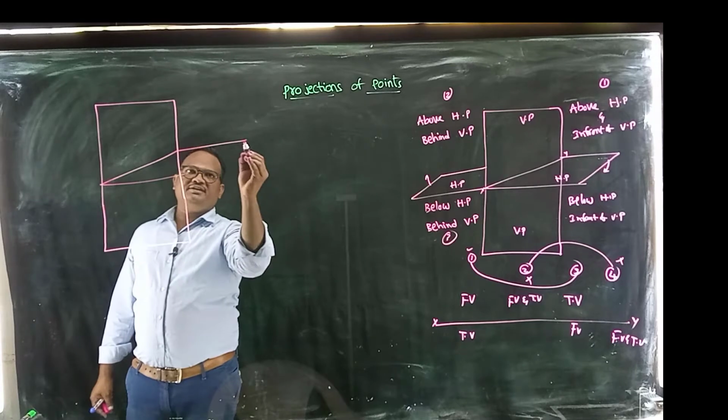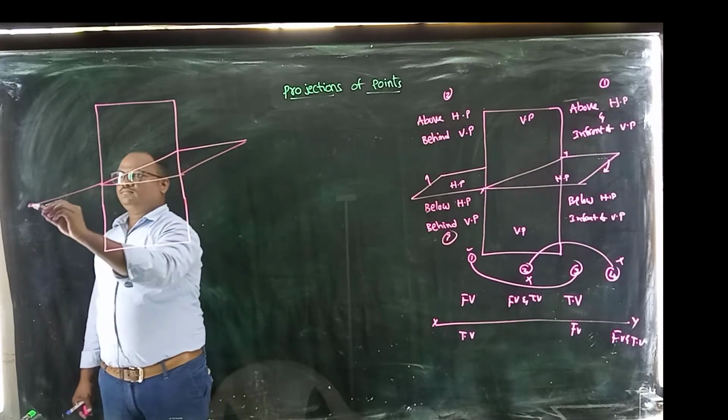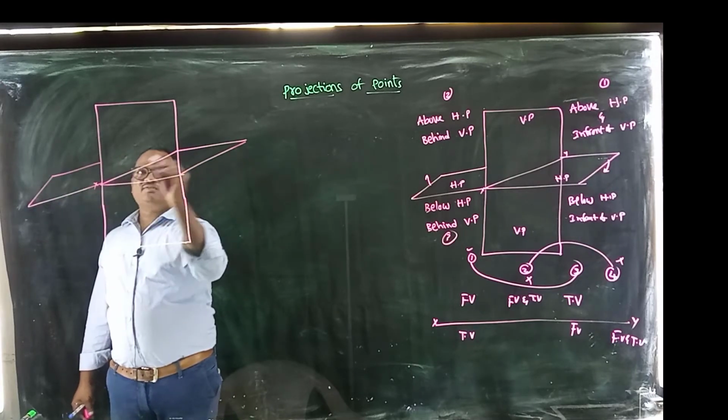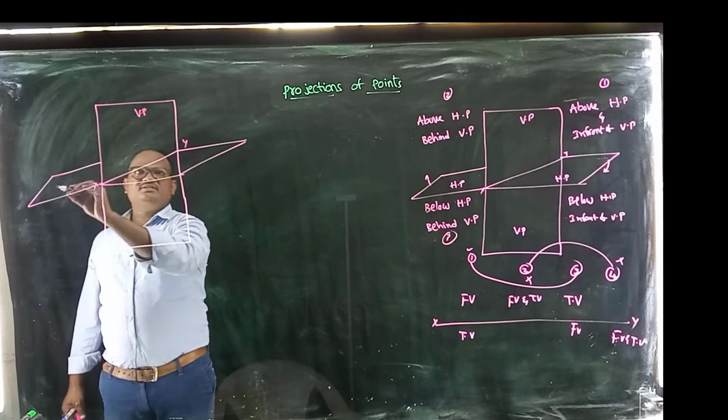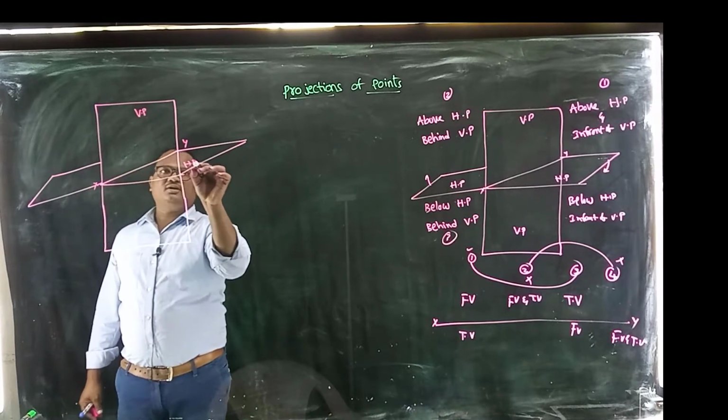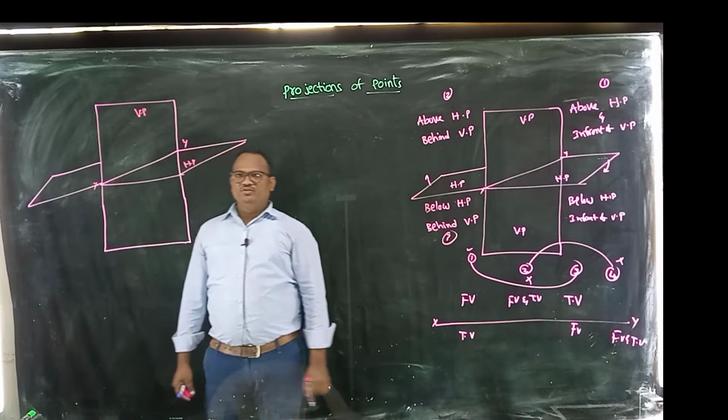So this is a plane diagram. This is the XY line. This is the vertical plane, VP. This is the horizontal plane, HP. Okay, so they will give a question like this.